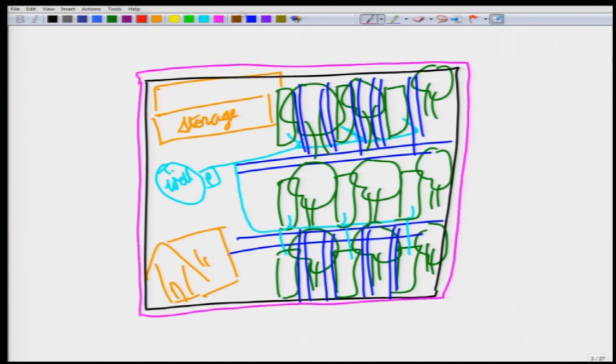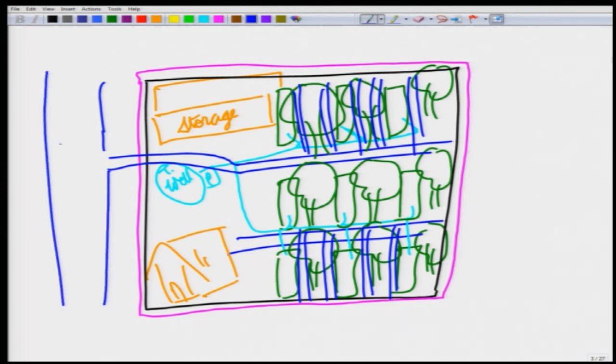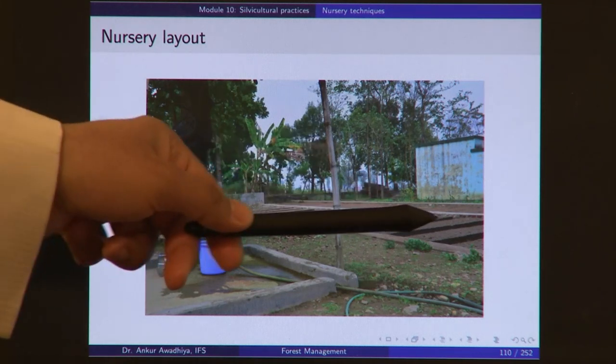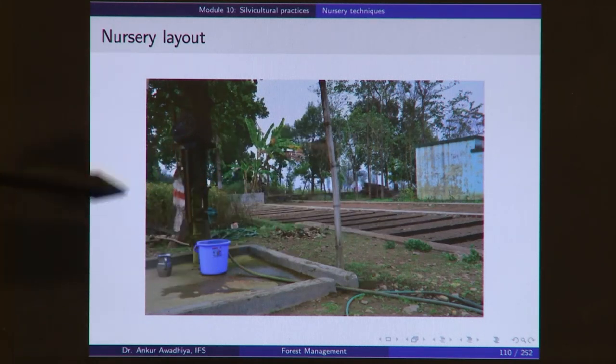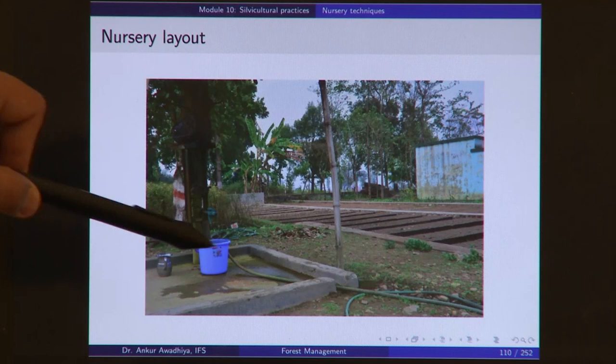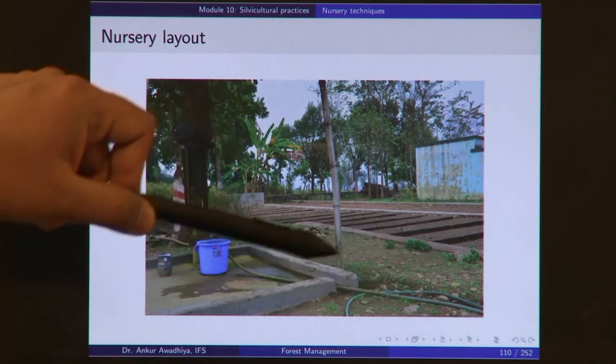and also you will have a connection to the main road for transportation. So, this is a typical layout. Here in this picture we can see that here we have the beds, here we have a tube well that is providing water for irrigation.